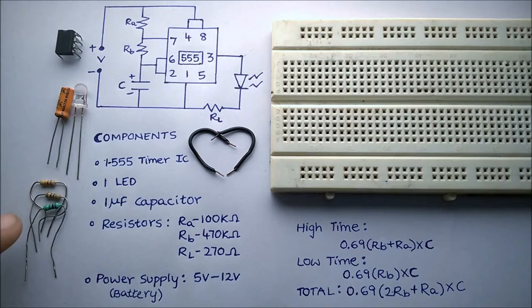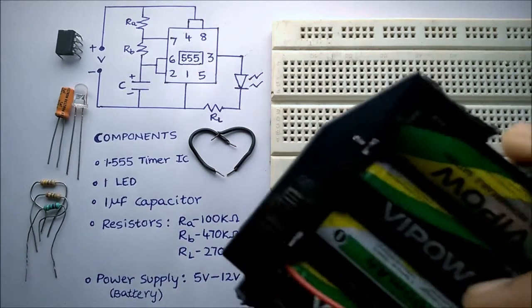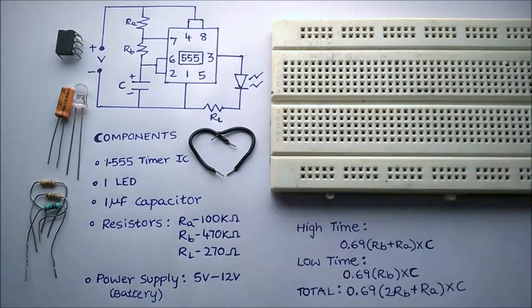The components you need are a 555 timer IC, a capacitor of capacitance 1 microfarad, an LED, 3 resistors of values 100 kilo ohms, 470 kilo ohms and 270 ohms, a power supply and a few breadboard connectors. If you are using a power supply of voltage greater than 9 volts, then you should use a resistor of 1 kilo ohm in place of 270 ohms for RL, or else the LED would burn out. Here I am using 4 AA batteries, so the voltage here is 6 volts.